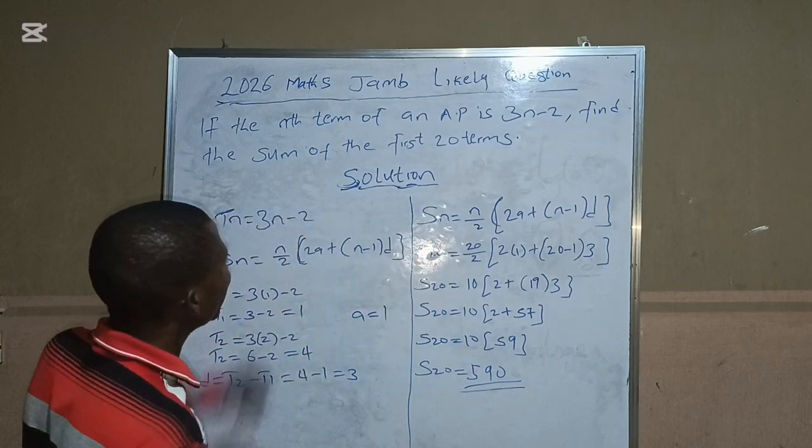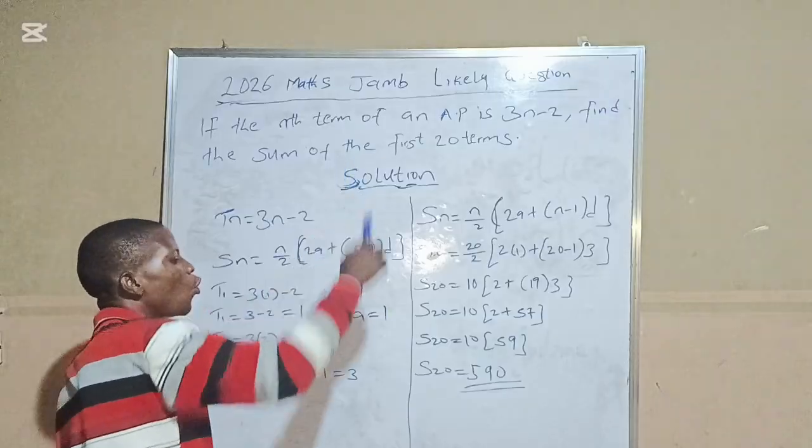So for this question, the sum of the first 20 terms will be 590.